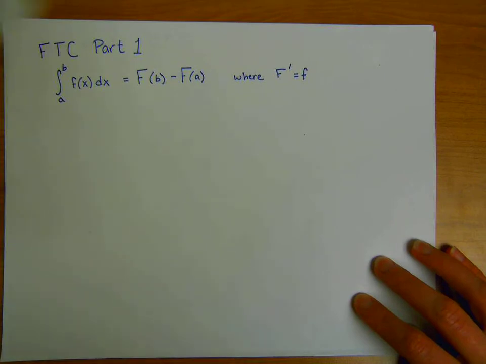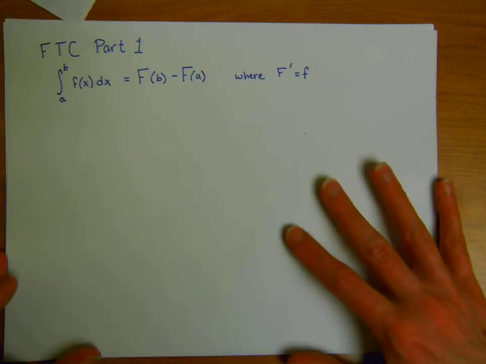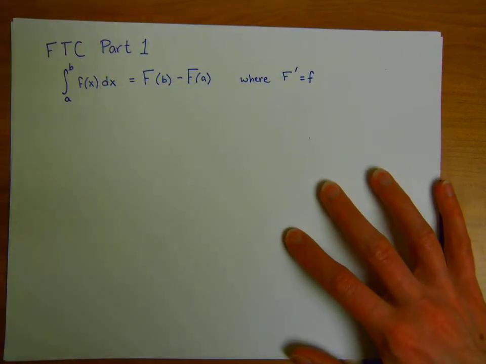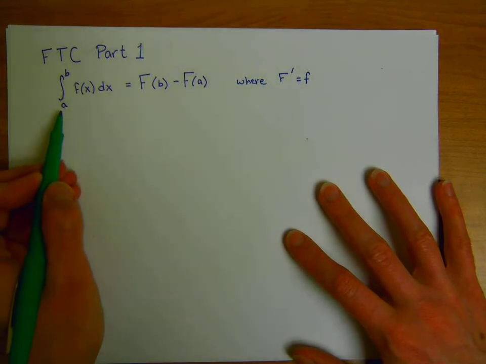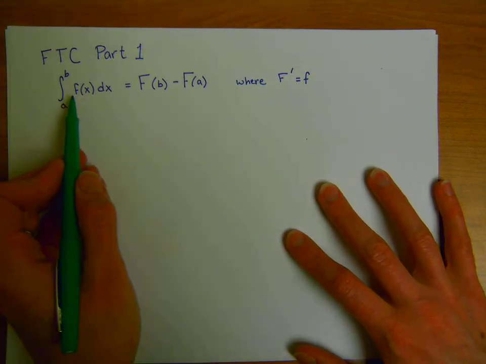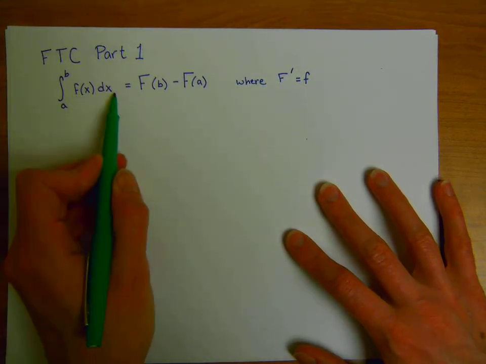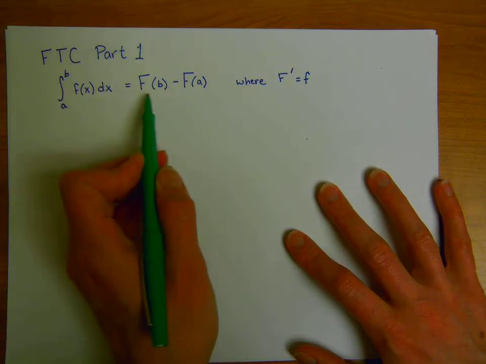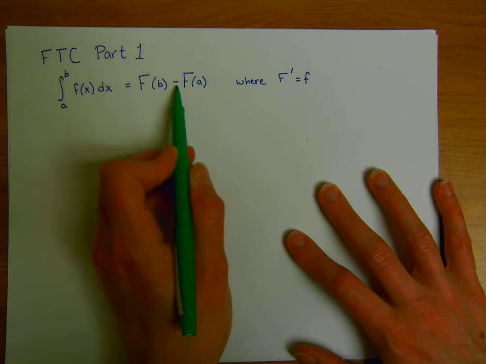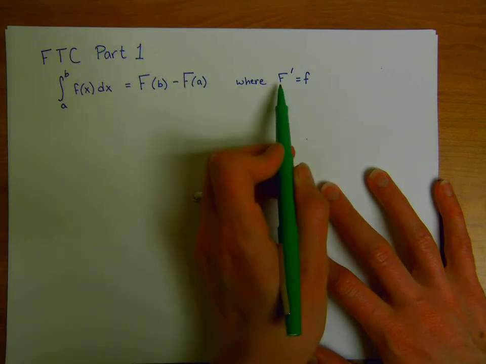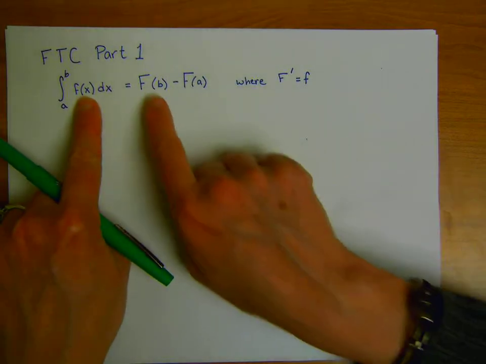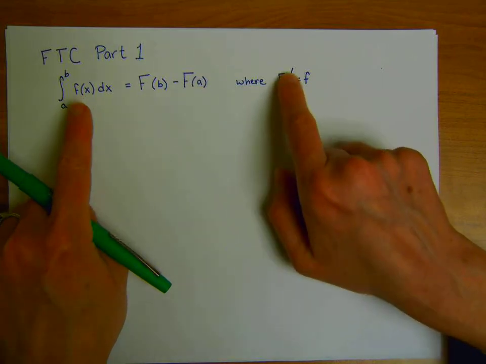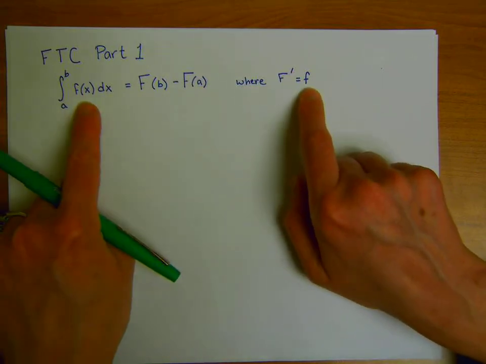So here's the formal statement of the fundamental theorem of calculus part 1. The formal statement says that the definite integral of the function little f of x dx is equal to the difference of big F of b minus big F of a, where the relationship between little f and big F is that the derivative of big F is little f.